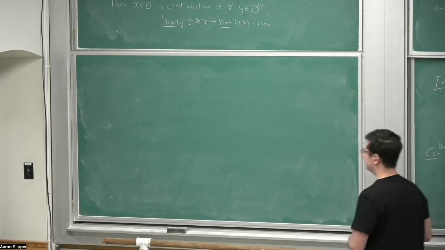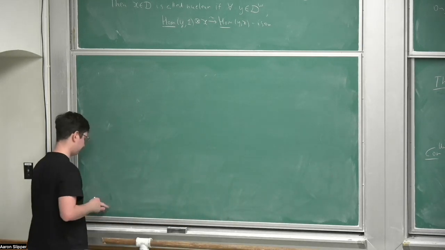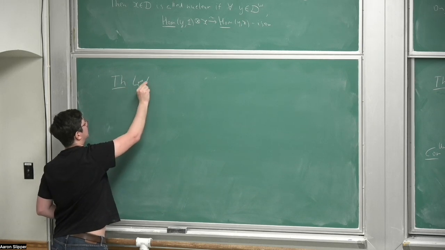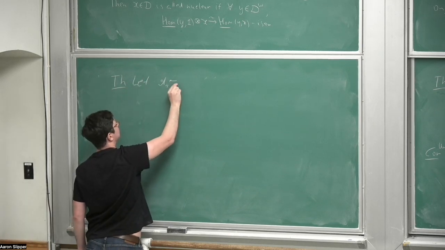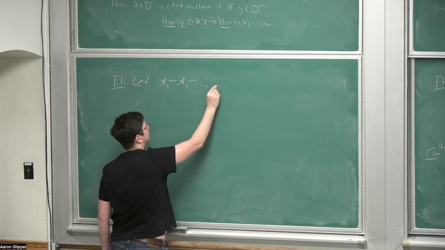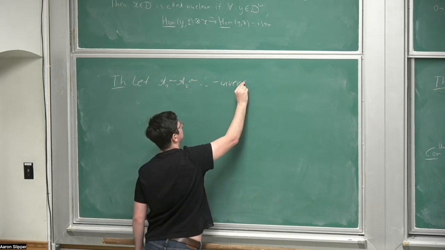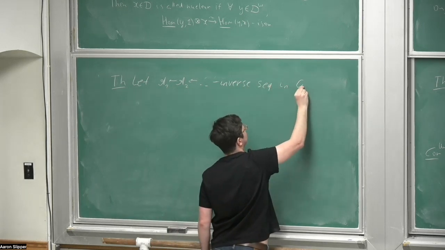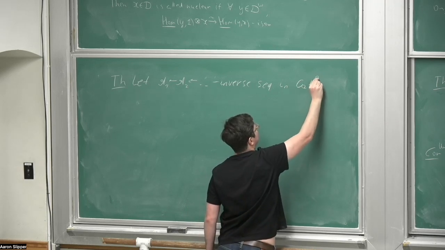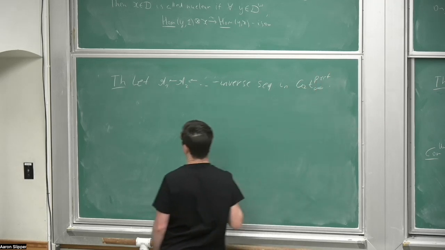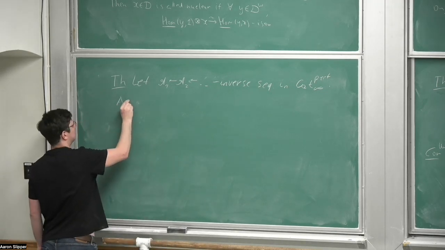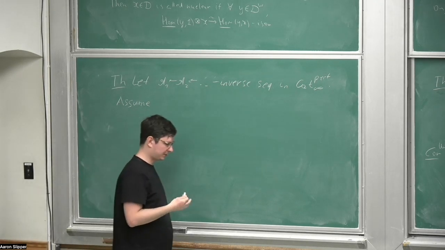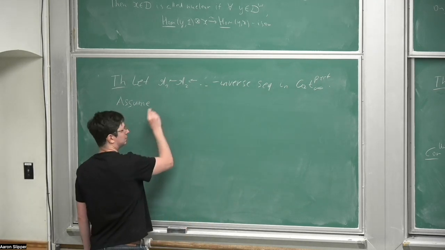So the theorem is the following, in this kind of situation. Let A1, A2, be an inverse sequence of stable infinity categories. And now we just assume that a complicated statement about homological epimorphism holds, which I will formulate.